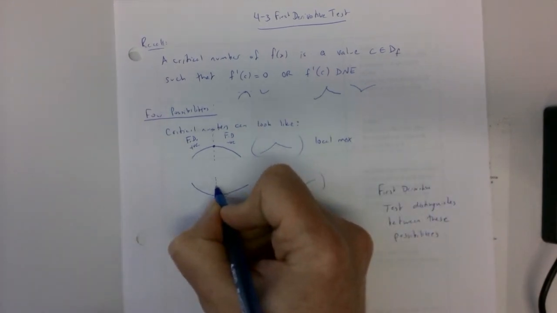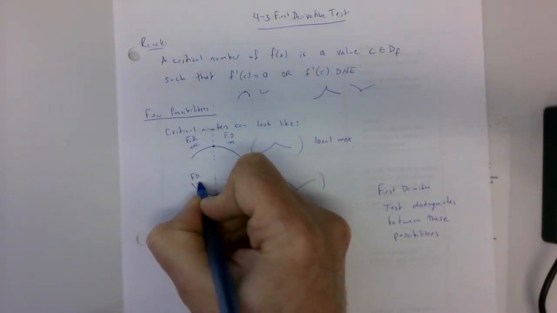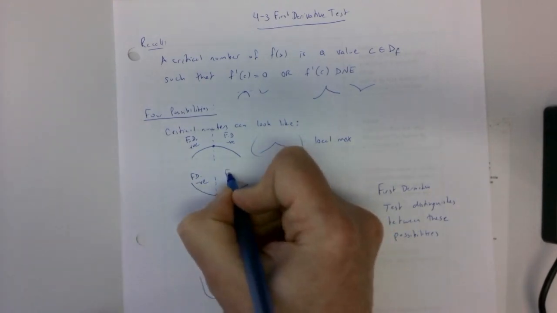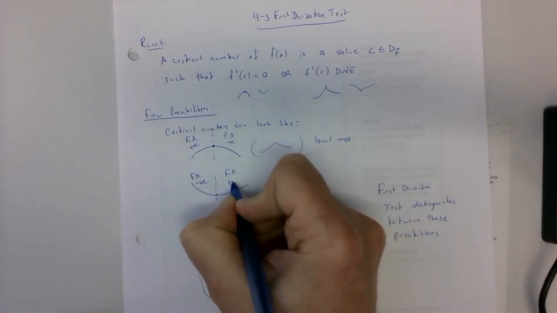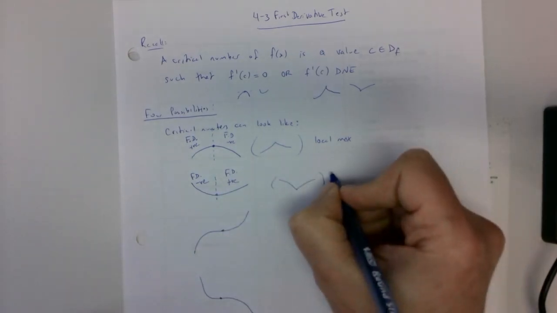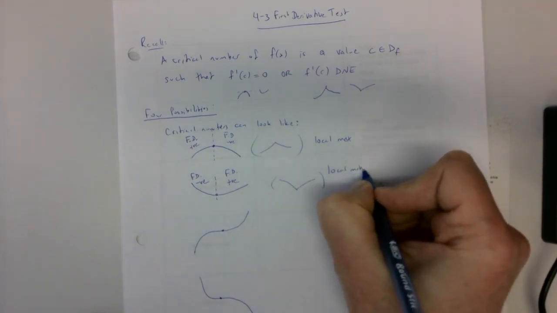But if I look at this situation, here the first derivative is negative. All these slopes would be negative here. And then over here, this first derivative is going to be positive once I move to the right. And likewise with this situation. So when I have that situation, that is a local min.